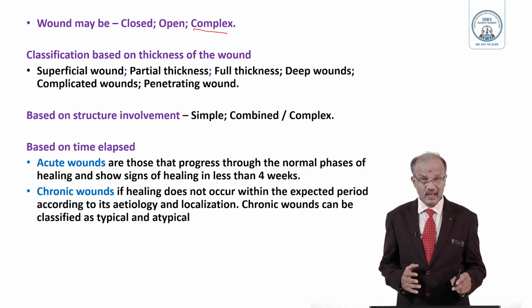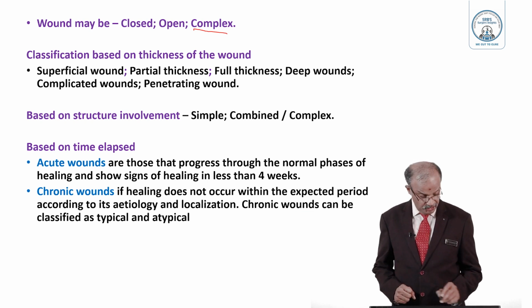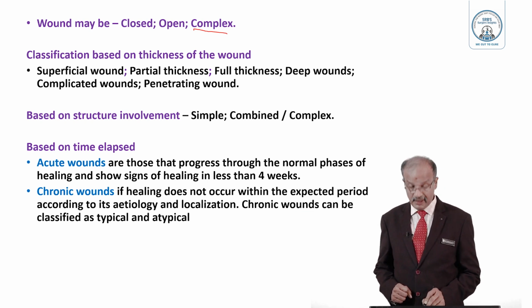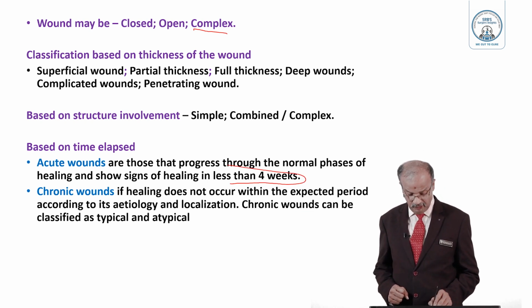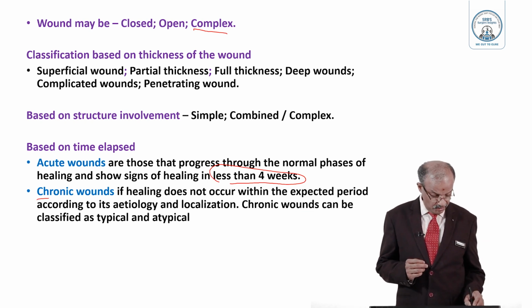So based on time elapsed, acute wounds are those that progress through the normal phases of healing and show signs of healing in less than 4 weeks. So it heals faster, maybe a simpler wound. Whereas chronic wounds are not so.